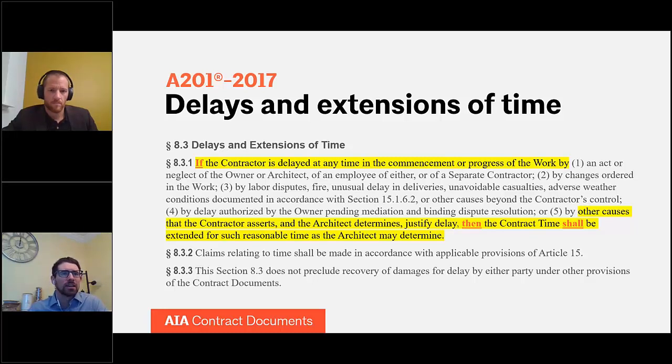Then 8.3.3 is essentially the opposite of a no damages for delay clause. 8.3.3 just clarifies that a request for extension of time doesn't necessarily preclude recovery of damages for a delay by either party under this provision. Just because 8.3.1 only talks about time, that doesn't mean that monetary damages can't be sought. That's the only thing that 8.3.3 clarifies.